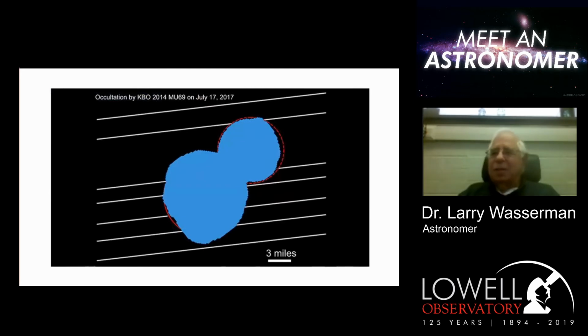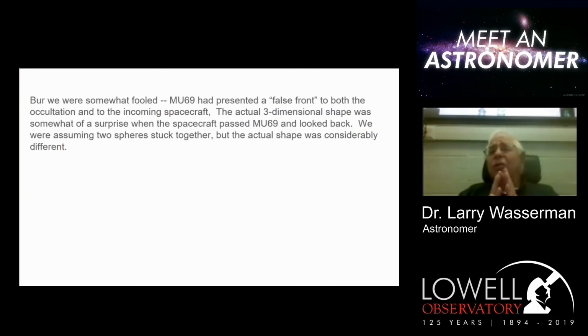So getting into the right place at the right time was not trivial. Actually, we were fooled. MU-69 had presented a false front to both the occultation and the incoming spacecraft. It rotates such that the object turns this way with time. That's how it rotates in space. So as the spacecraft comes from here looking at it, or as we saw it from the occultation, you only see that snowman aspect. The three-dimensional shape was somewhat of a surprise when the spacecraft passed it and looked back, which we couldn't see from the occultation.